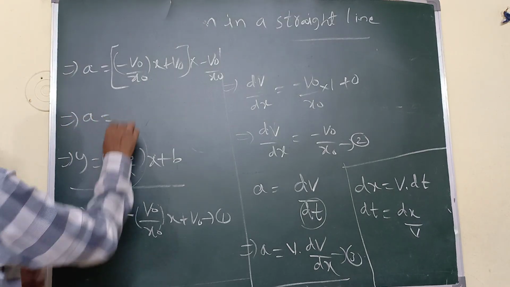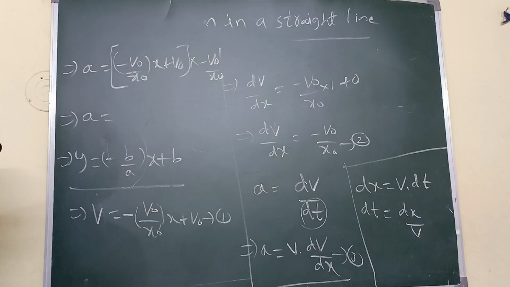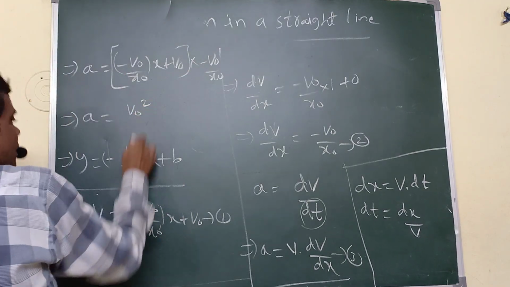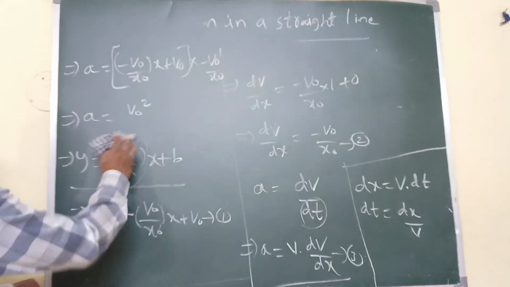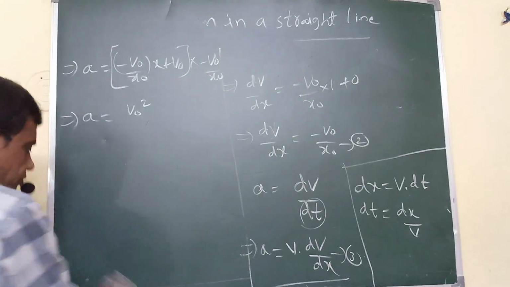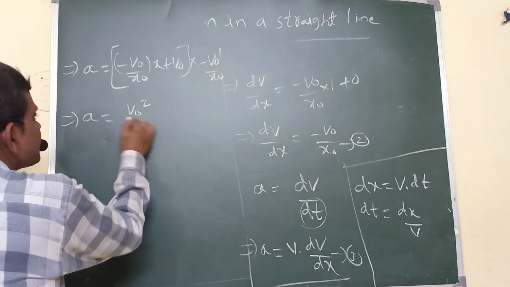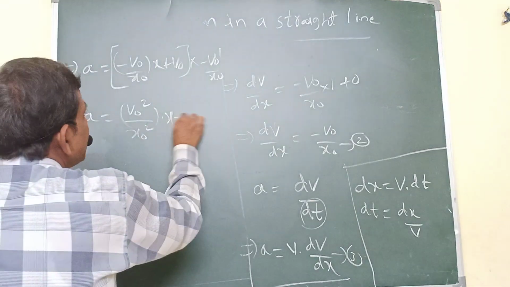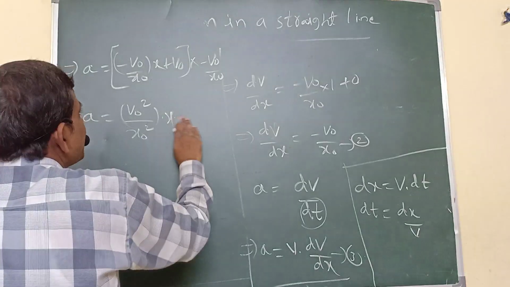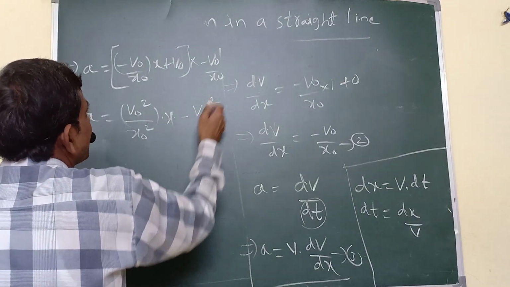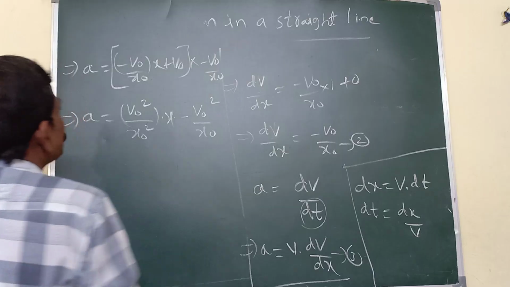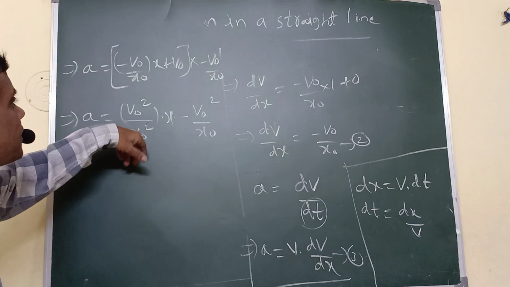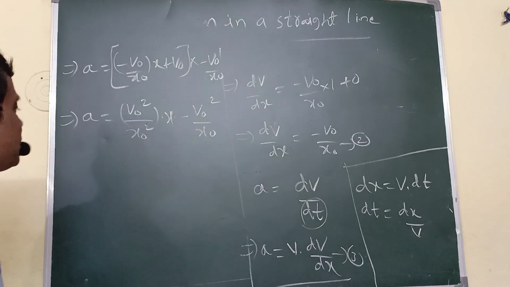Now a equals, then what happens? Minus into minus is plus. V naught into v naught square by x naught square into x, again plus into minus v naught square by x naught. So a equals v naught square by x naught square into x minus v naught square by x naught.